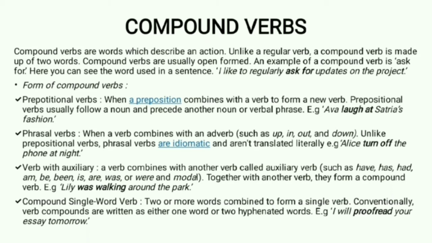Kata kerja jamak adalah kata yang mendeskripsikan aksi atau perbuatan. Tidak seperti kata kerja biasanya, kata kerja jamak berasal dari dua kata. Contohnya adalah ask for. Ask for di sini berasal dari dua kata yang bergabung menjadi satu makna. Bentuk dari compound verbs ada 4. Yang pertama adalah prepositional verbs. When a preposition combines with a verb to form a new verb. Prepositional verbs usually follow a noun and precede another noun or verbal phrase.